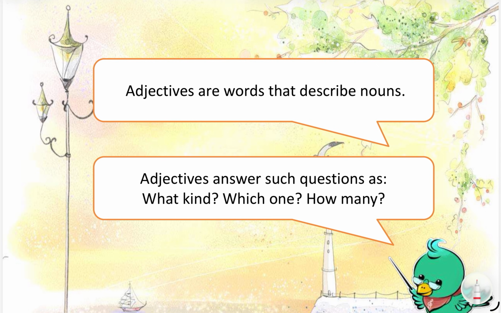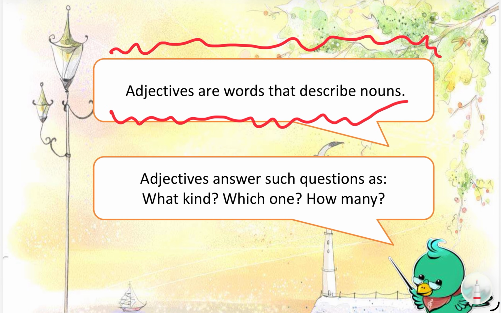When we talk about adjectives, adjectives are words that describe nouns. For example, we have studied in previous classes that a noun is the name of a person, place or thing. So what adjectives actually do is describe nouns. They answer such questions as what kind, which one and how many.